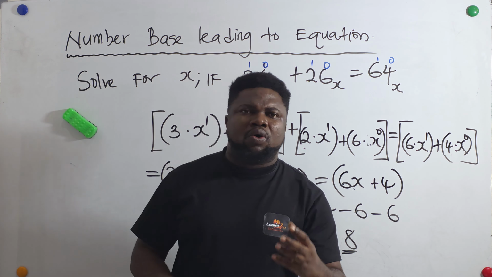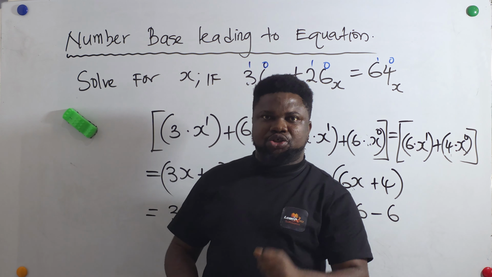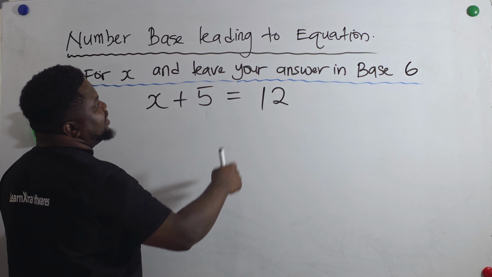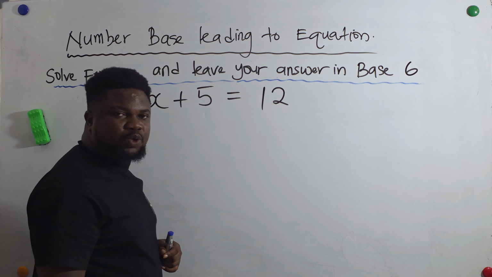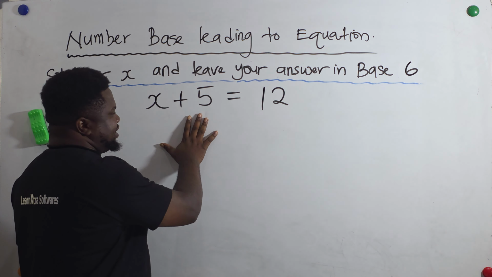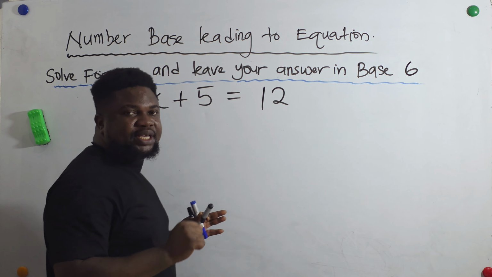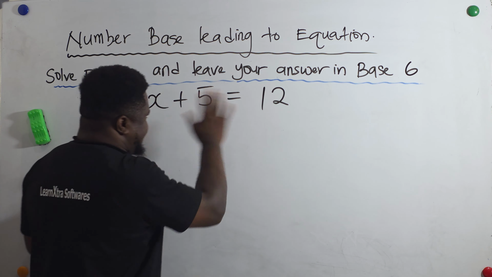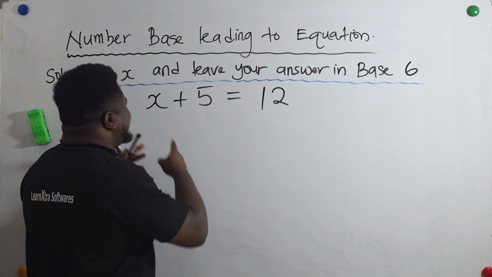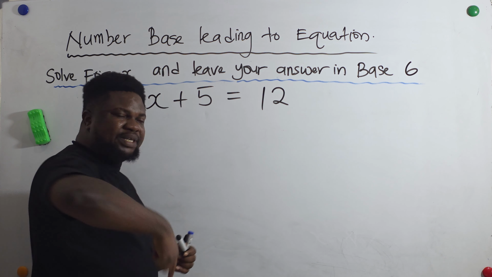I want you to know how to solve equations in different bases to help you. Let me show you something. Here it says solve for x and leave your answer in base 6. Can we? Yes, we can. Now how about solving this? You know, anything without a base is assumed to be in base 10. So let's solve this. Then leave your answer in base 6. Let's solve and find x first. Then our answer will convert it towards base 6.